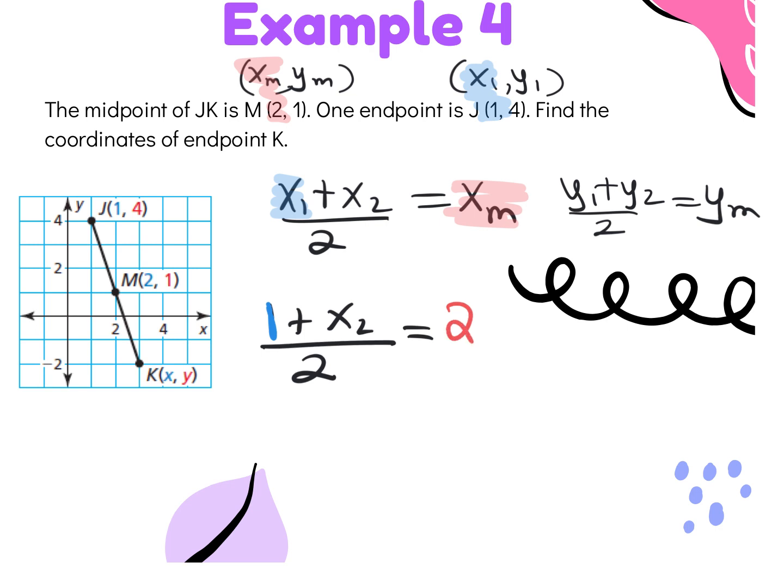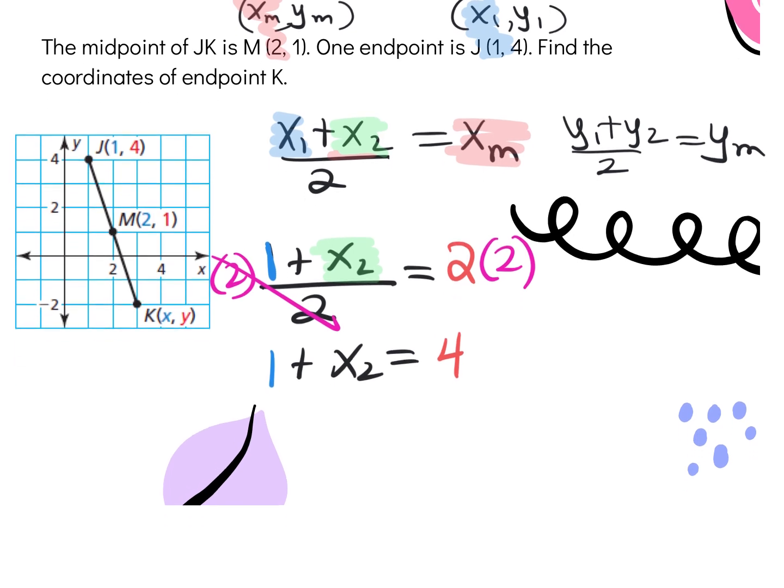Now I need to solve for this variable right here. So I'm going to use my algebra skills. First thing I'm going to do is multiply both sides by this denominator of 2 to cancel it out of the bottom of the fraction. Now I'm left with 1 plus x sub 2 equals 4. The next thing I need to do is subtract the 1. And the x of my endpoint so far is 3.